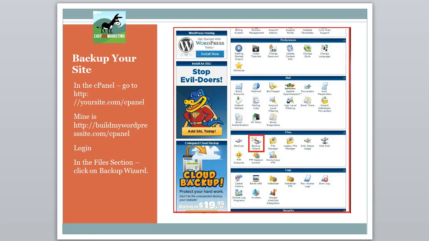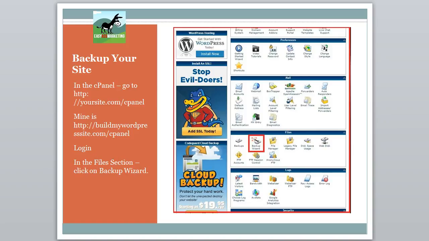So since we got our hosting at HostGator, when I walked you through that way back in the beginning of the training, I need you to go to your cPanel. Now, if you remember, this is at yourdomain.com/cPanel, and cPanel has to all be lowercase. So in my case, it's buildmywordpresssite.com/cPanel, as you see right here. So all you need to do is put yoursite.com or net, whatever you used, /cPanel, and then log in.